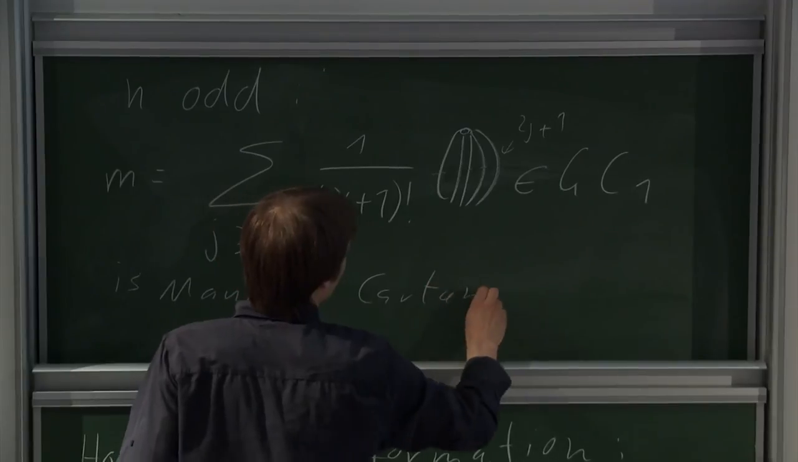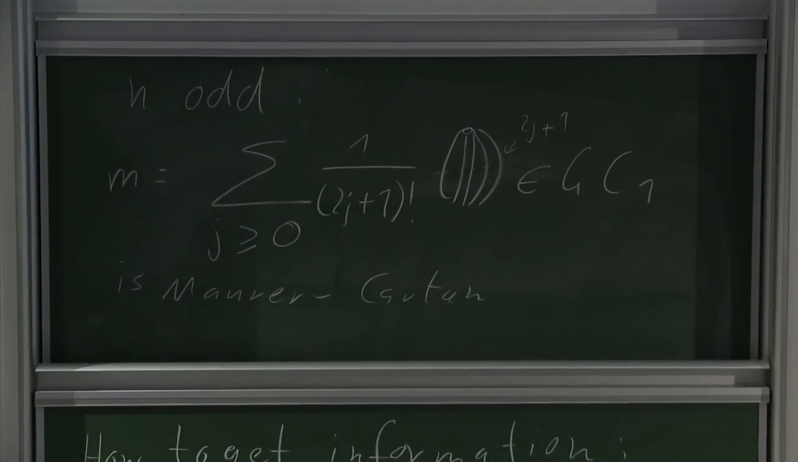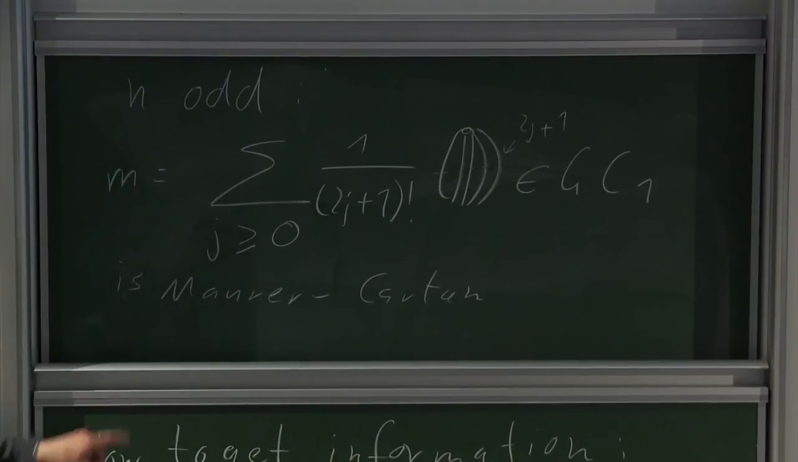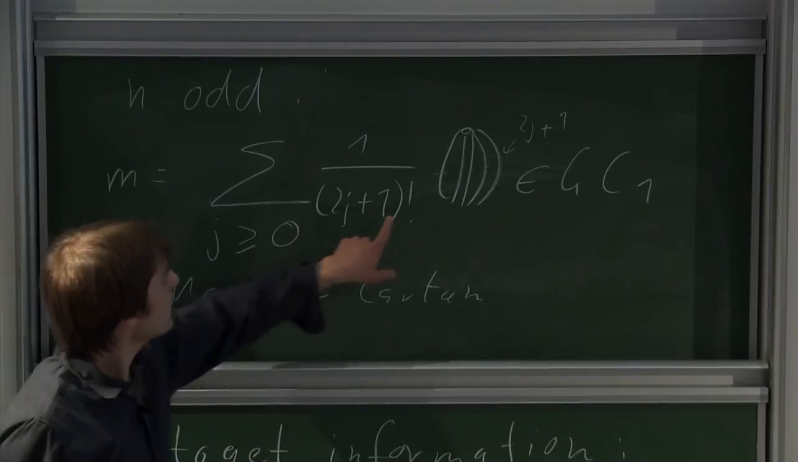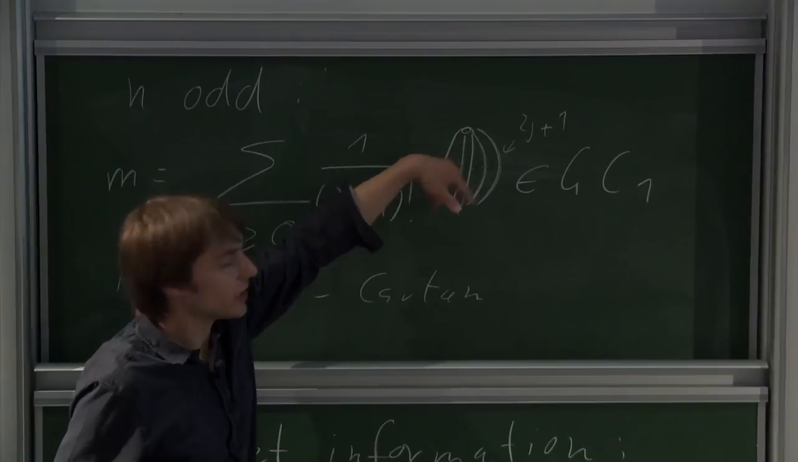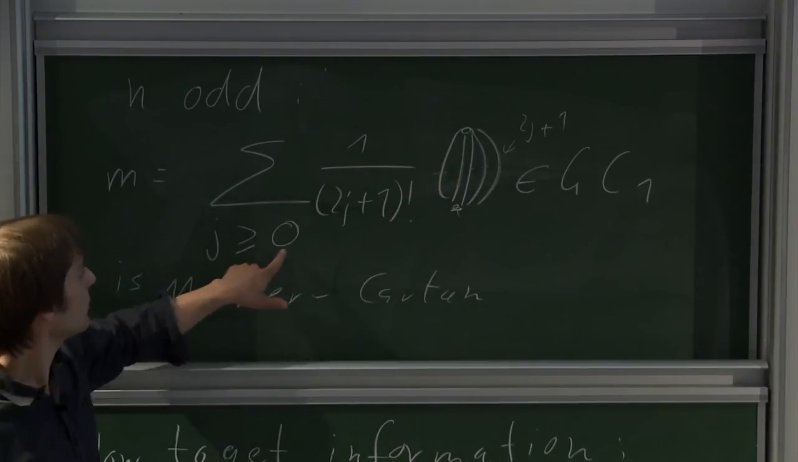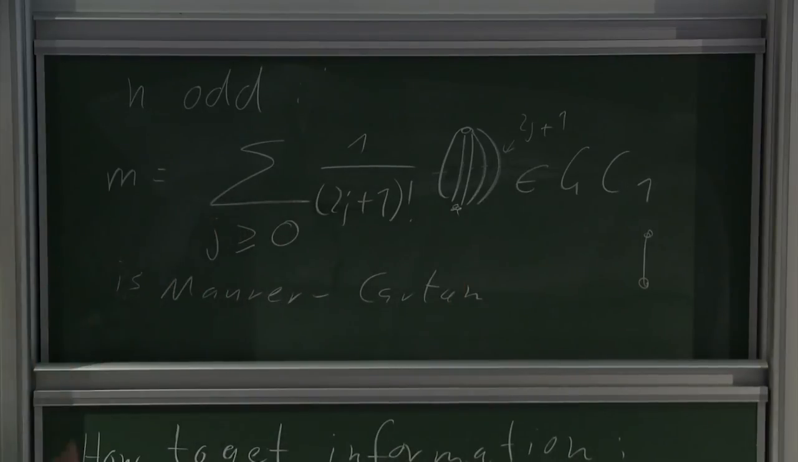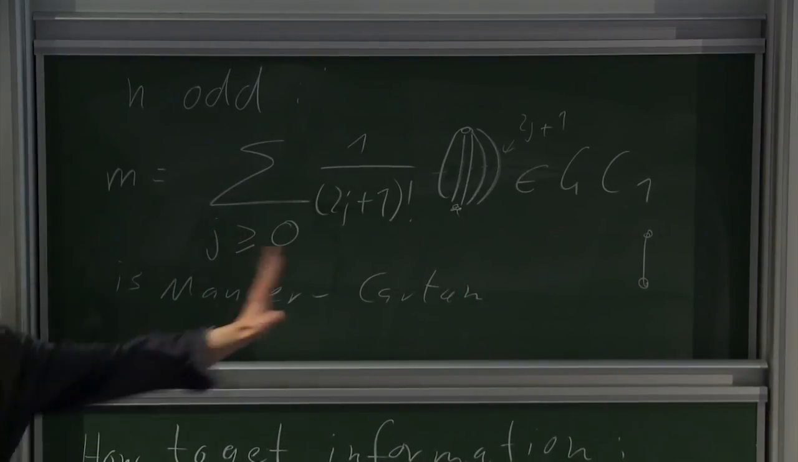So, for n odd, you have a very similar story. Namely, you can deform your original Maurer-Cartan element in this manner to another Maurer-Cartan element. Here you have sums over all graphs with two vertices and an odd number of edges connecting them. For example, for j equal to 0, you just recover this graph, which was the Maurer-Cartan element which yields your original differential, and the rest will be some perturbation.